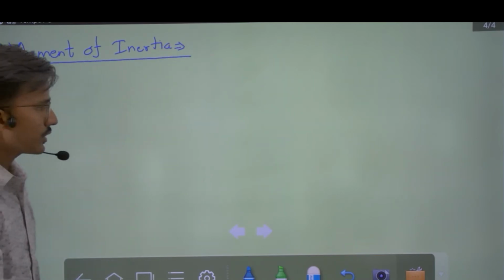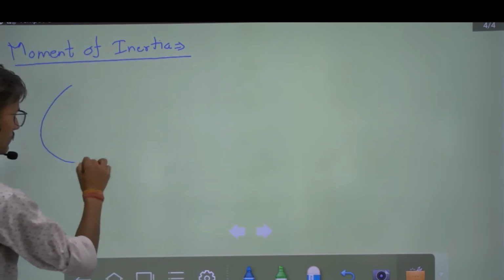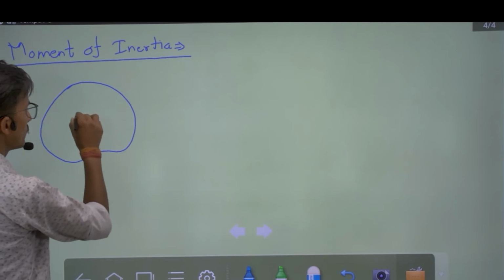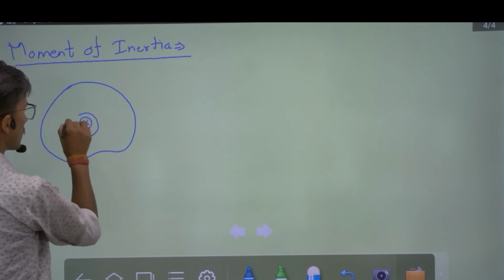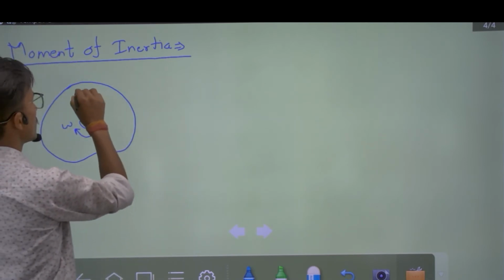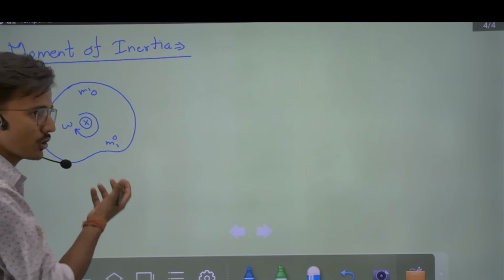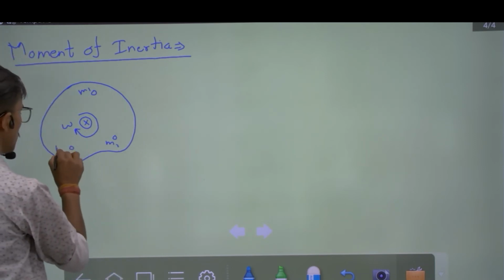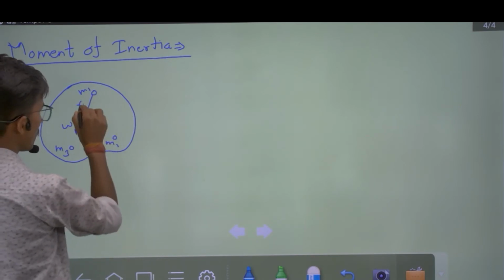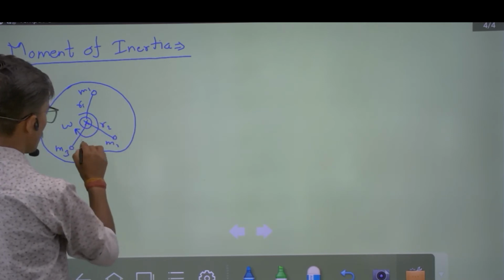Okay, so before going to moment of inertia, I will ask you something. A body is given like this. This is a body, and this body is rotating through this axis with an angular velocity omega. So I will take some points. This is m1, this is m2, the small fractions of mass I am taking, and this is m3. This distance is r1, this distance is r2 and this distance is r3. It is given.